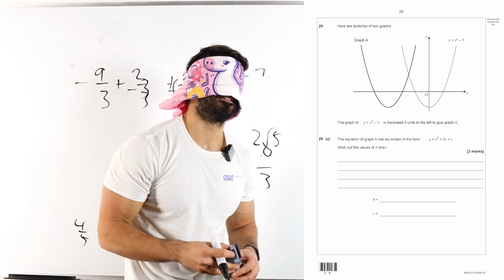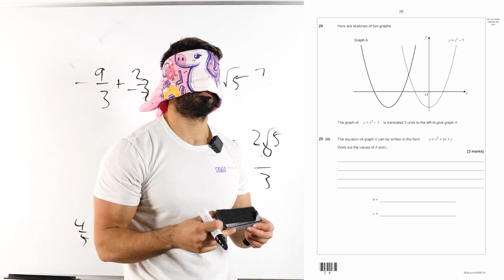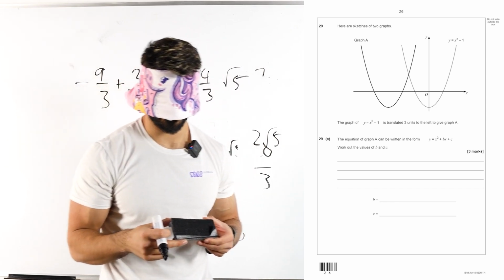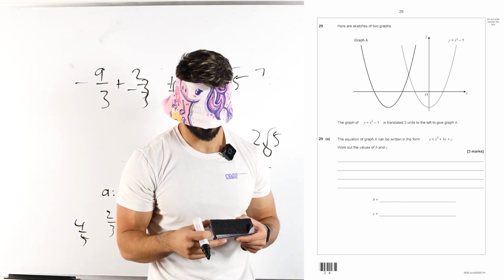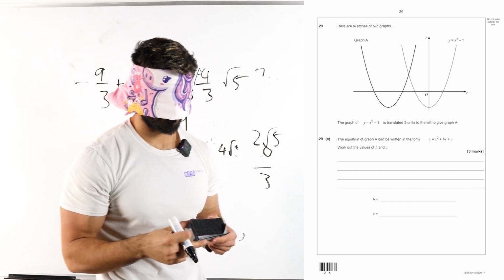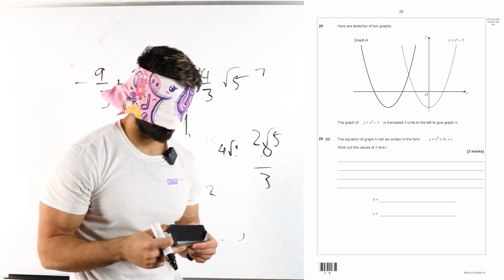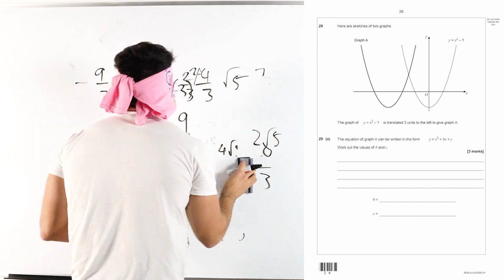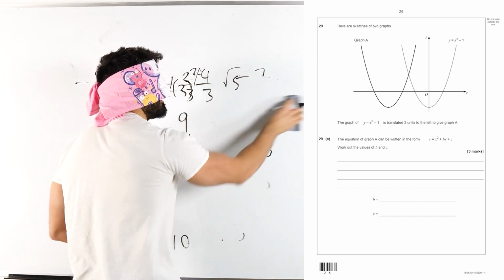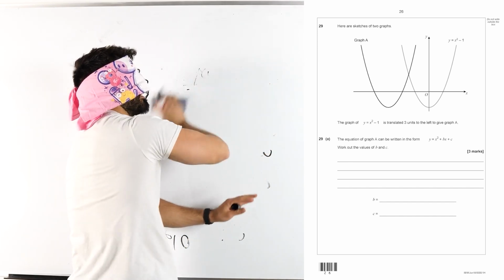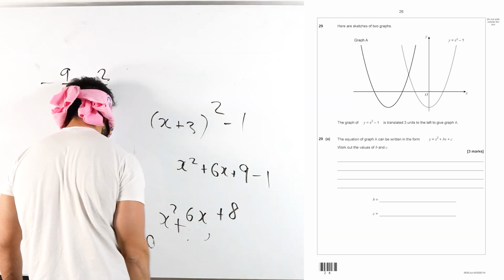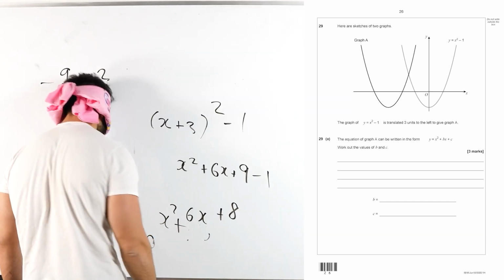Okay, here are sketches of 2 graphs. The graph of y equals x squared minus 1 is translated 3 units to the left to give graph A. The equation of graph A can be written in the form y equals x squared plus bx plus c. Work out the values of b and c. So we had x squared minus 1. The minus 1 was outside of the x squared. There's no brackets there. So we have x squared plus 6x plus 8.